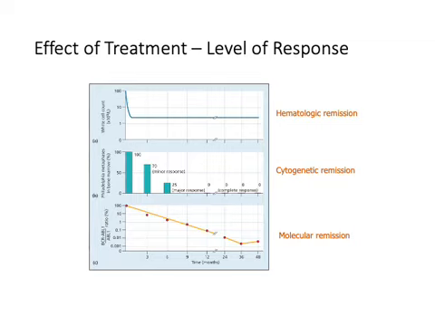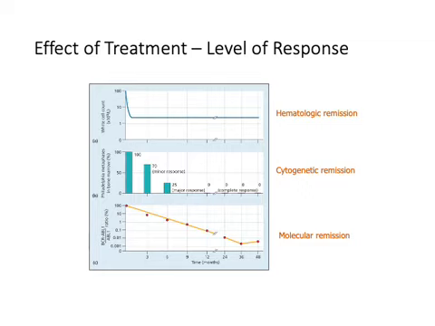TKIs are highly effective at reducing the number of neoplastic cells in the bone marrow and should be monitored by RT-PCR analysis for BCR-ABL transcript in the marrow or blood and/or karyotypic analysis of the bone marrow, typically at 3, 6, and 12 months.